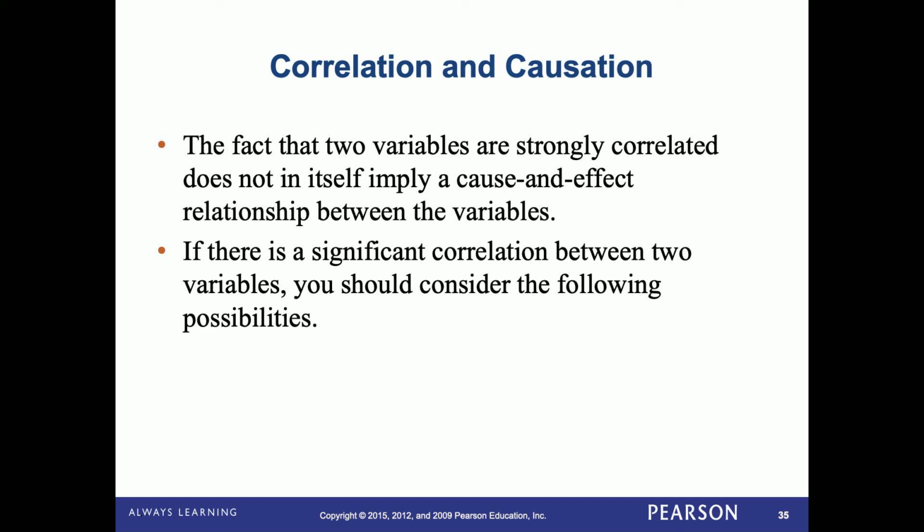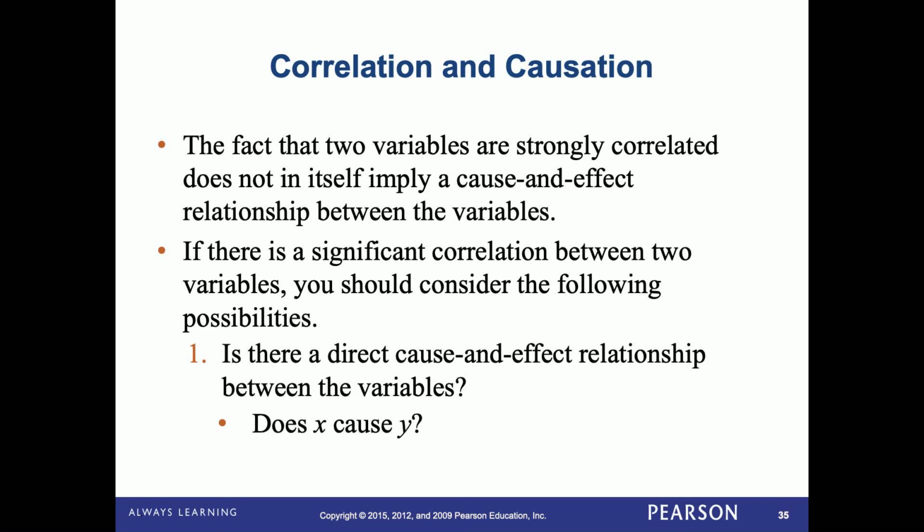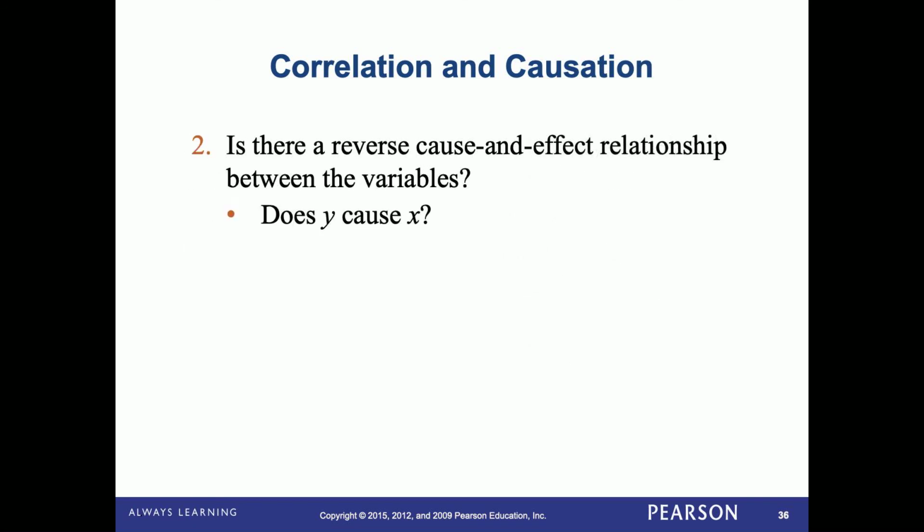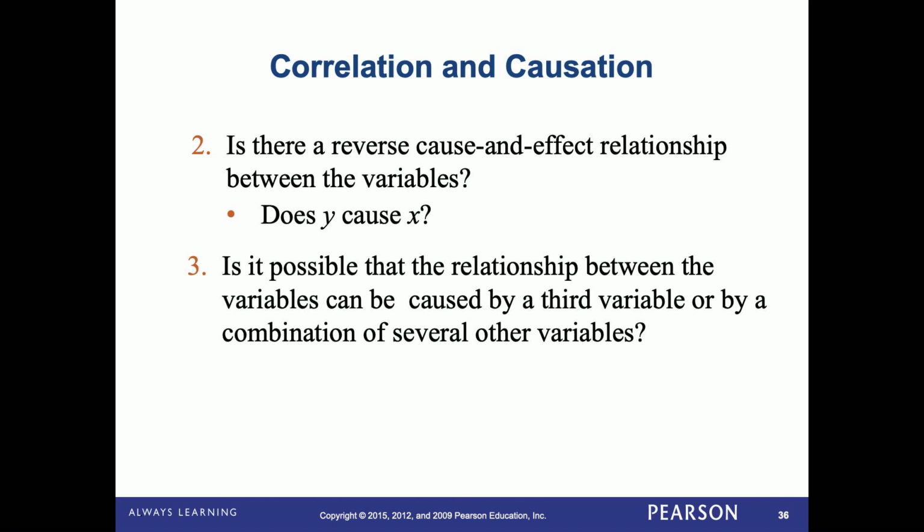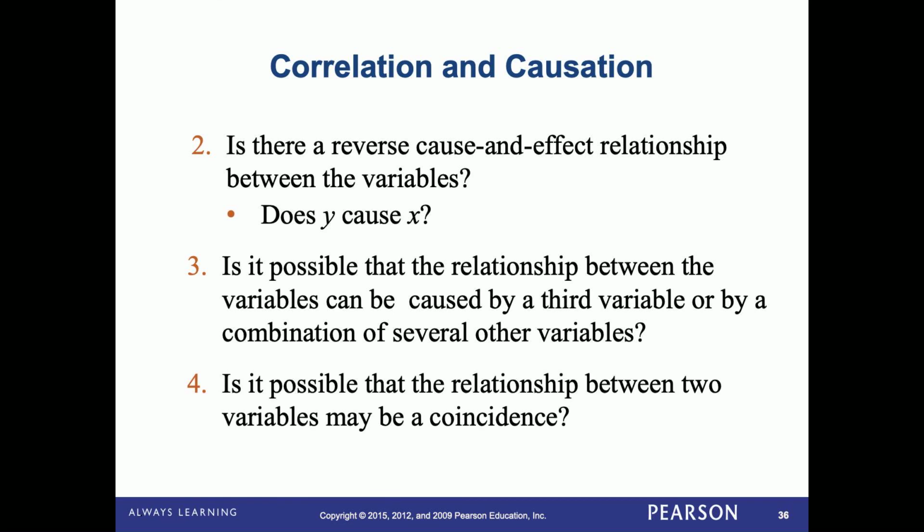If there is a significant correlation between two variables, you should consider the following possibilities. Things you've got to ask yourself, a little common sense. Is there a direct cause and effect relationship between the variables? Does X cause Y? Does the reverse, does Y cause X? Because that'll change whether one's dependent or independent. Is there a third possibility that may cause X and Y to be related in a positive correlation? Or could it just be happenstance, coincidence, that the two are related?